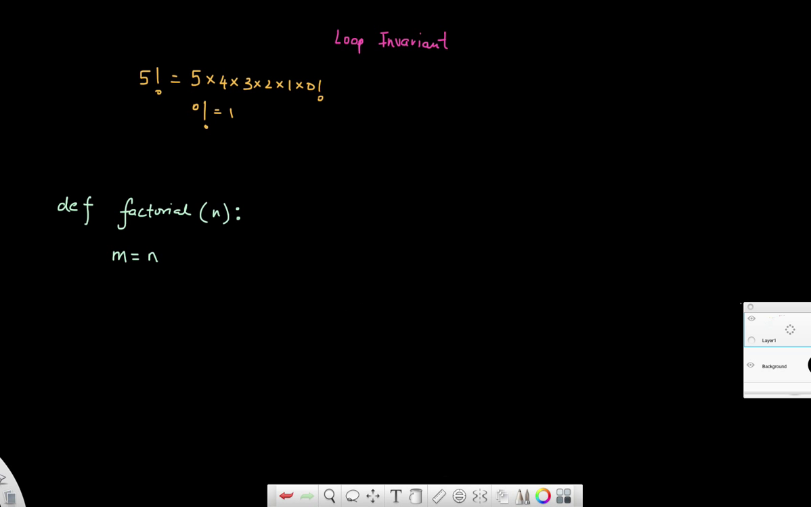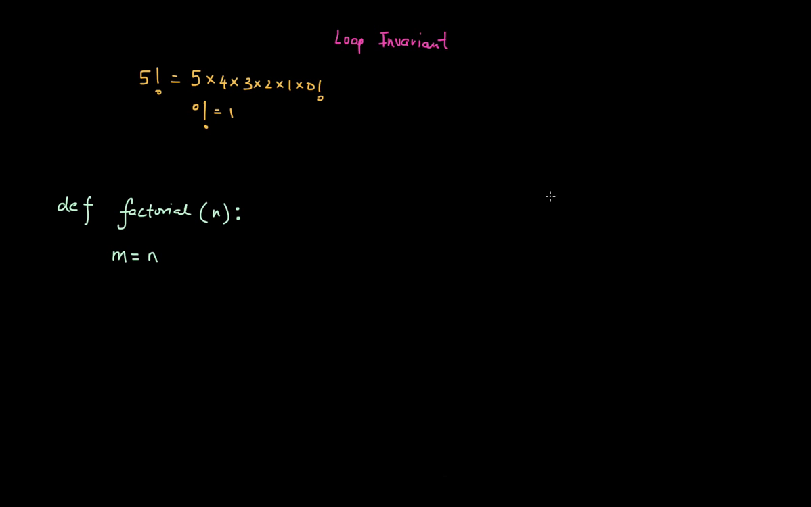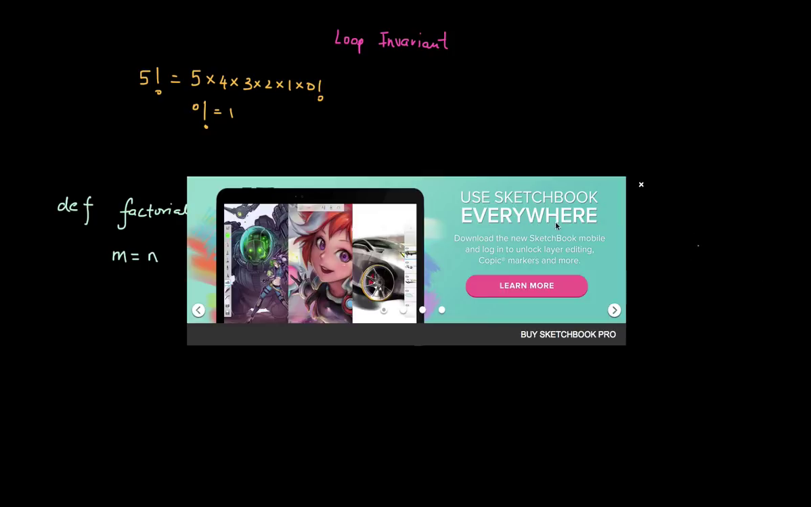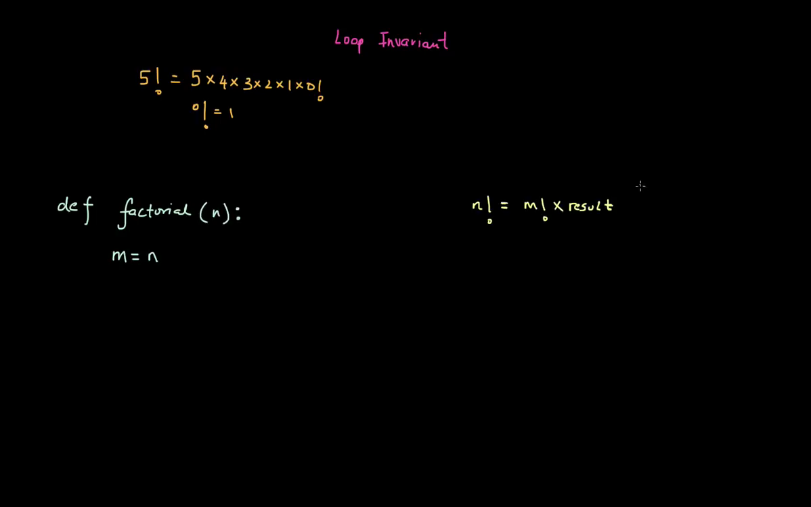What I'm proposing here is that mathematically, this n factorial that I'm trying to compute is going to be equal to m factorial times the result. Let's think about this for a while. First thing, this result. Okay, let's get rid of this here. Let's think about this for a second.